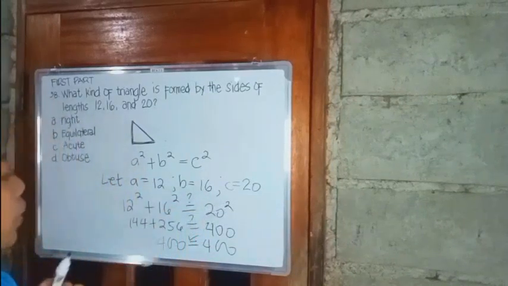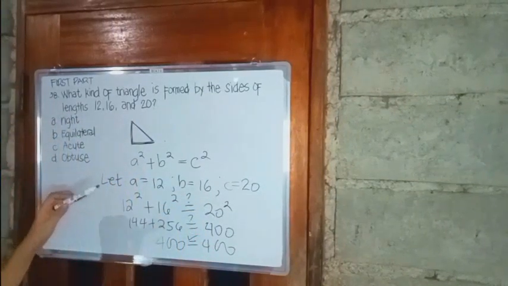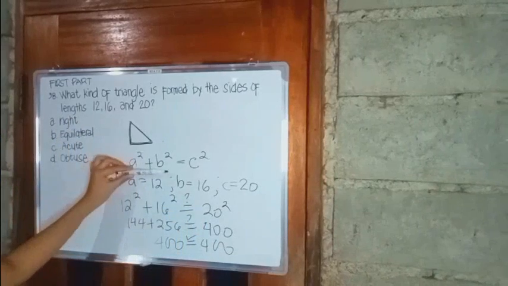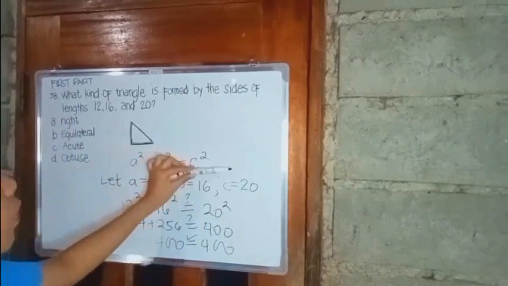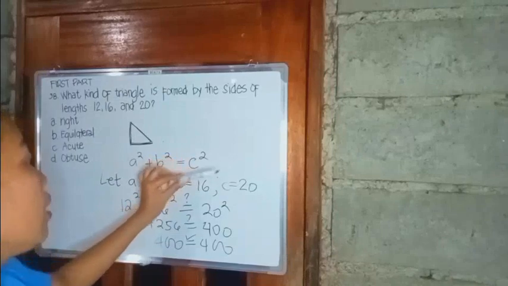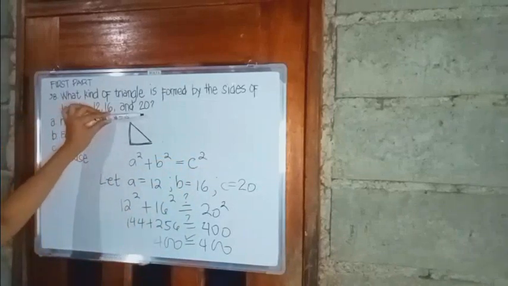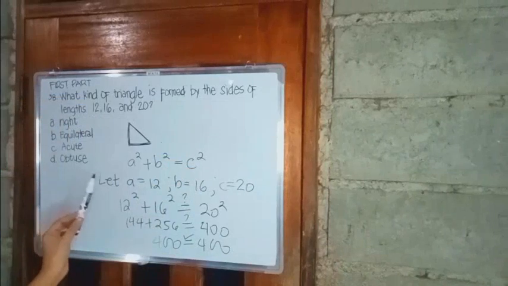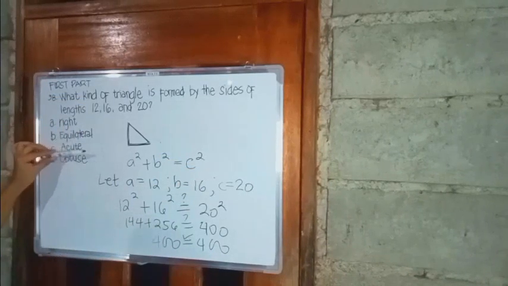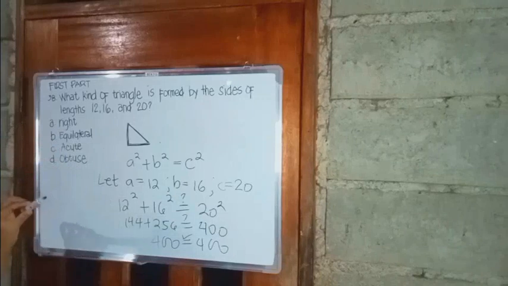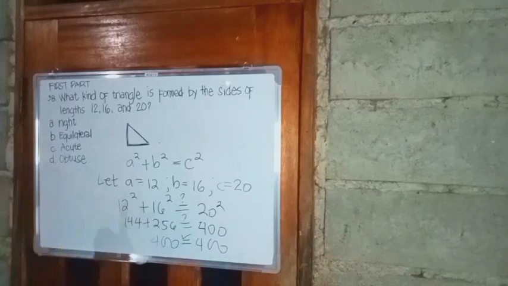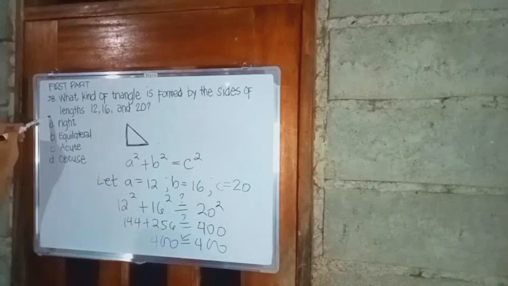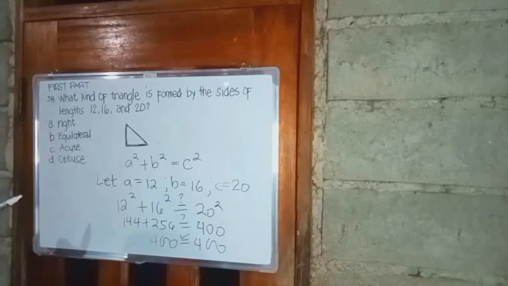Now, we have proved that the sum of the squares of a and b is equal to the square of the hypotenuse. Therefore, these sides create a right triangle. So no need to proceed to letters B, C, and D, because we already obtained the correct answer, which is letter A. This is a right triangle.